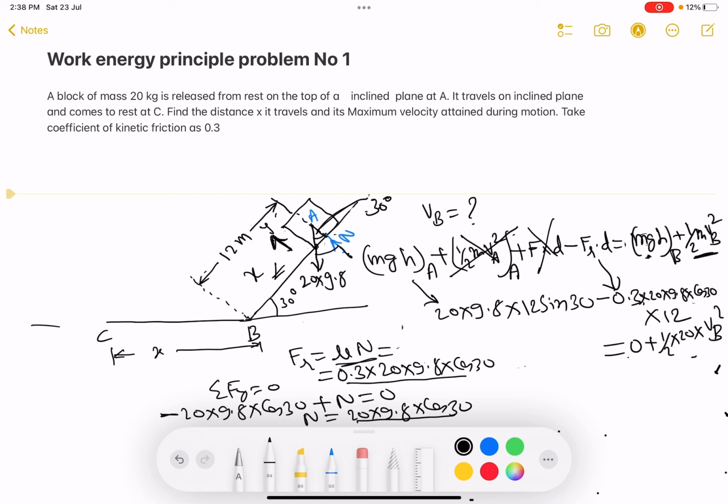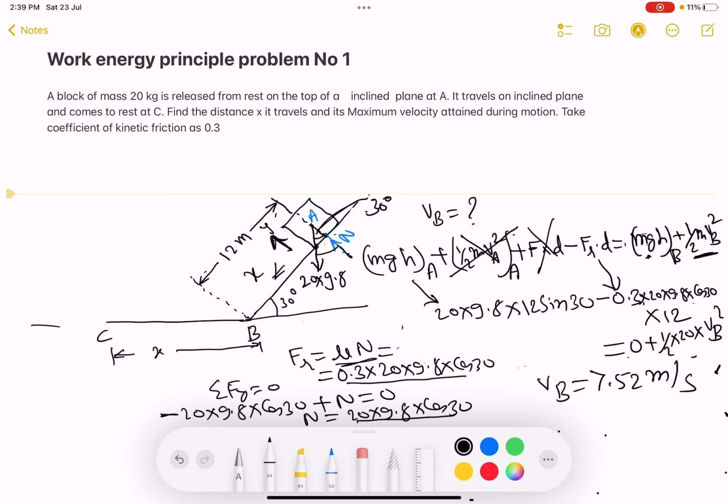The only unknown is VB, and when you find VB, it will be equal to 7.52 meters per second. This is your maximum velocity. So we have found out one answer. After you have found this answer, let's now go to find out the distance traveled, x.